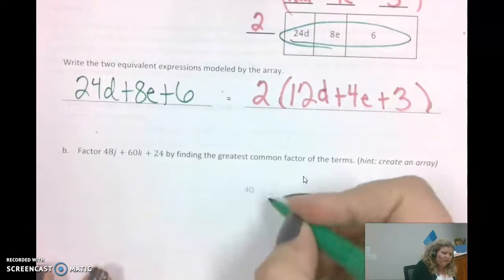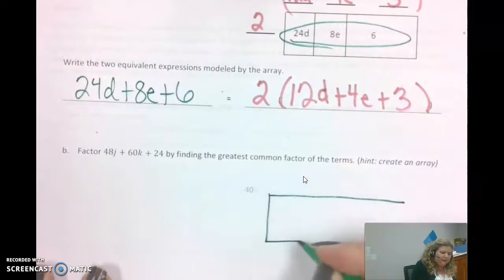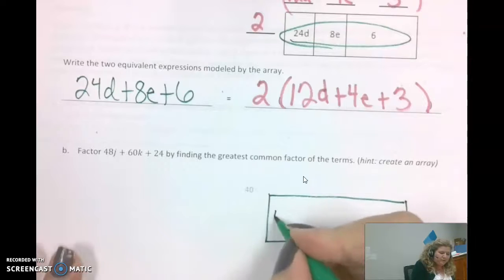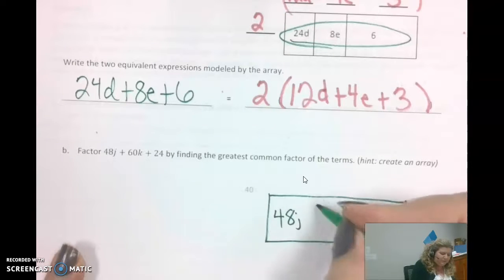Okay, and now here's another question. It tells me to create an array. Again, this array is a way to help you organize. You can use it. You can always draw it on your paper if it's helpful for you.